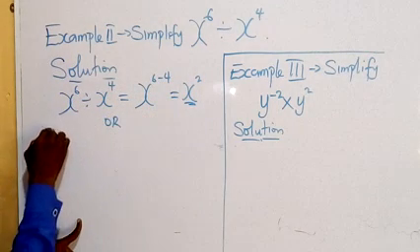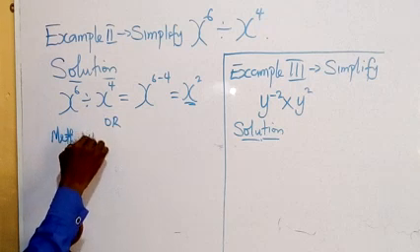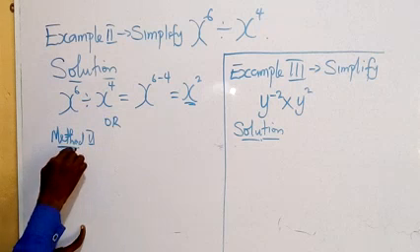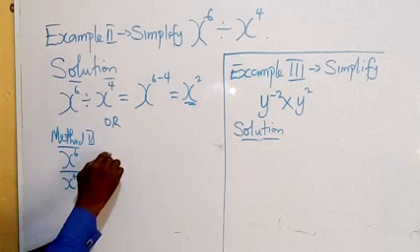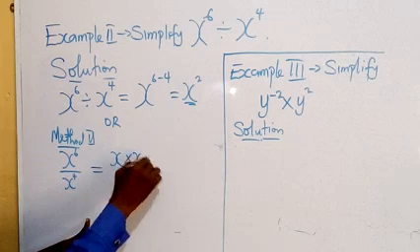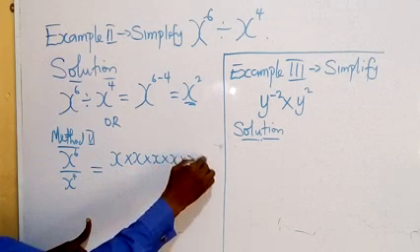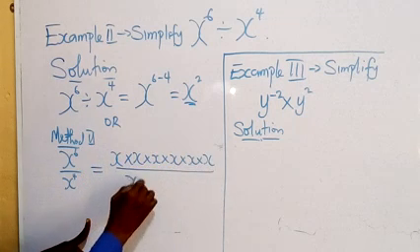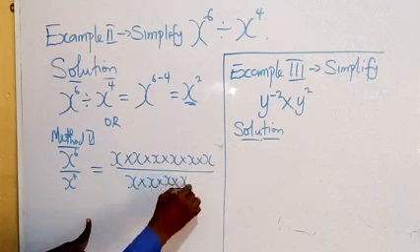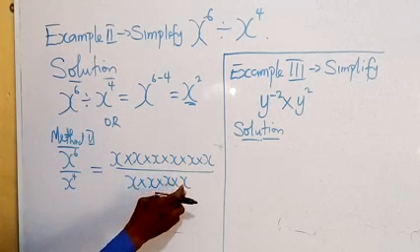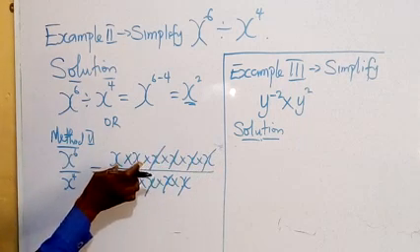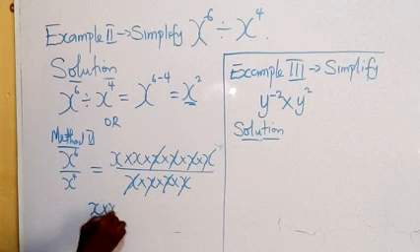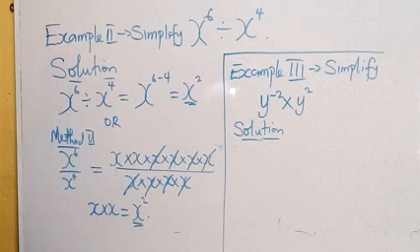All right, we can use another method. We call this method 2. x power 6 divided by x power 4 is the same thing as x in 6 places, x times x times x times x times x times x, divided by x times x times x times x. Therefore, x cancels x, x cancels x, x cancels x, x cancels x. How many x do we have? 2. x times x, which is x squared. That's our final answer.